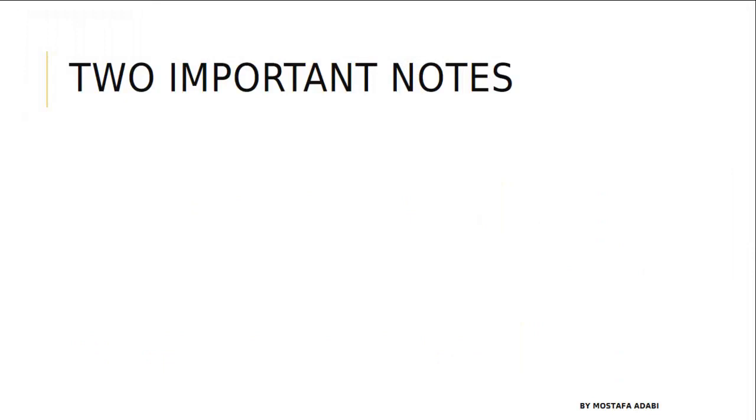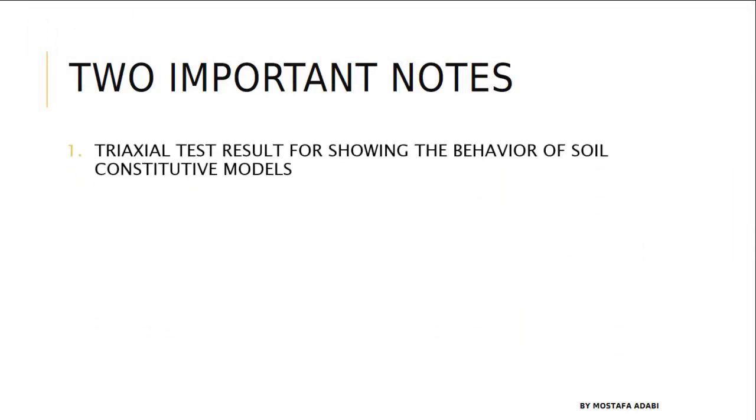Before we go to the code, it's better to mention two things. First, as you know, the result of the actual test is so crucial when you want to calibrate and see the behavior of a soil constitutive model. This code is designed to show the total results of a complete drained and undrained reaction test. And the second and the most important thing about this code is that this code is strain controlled.